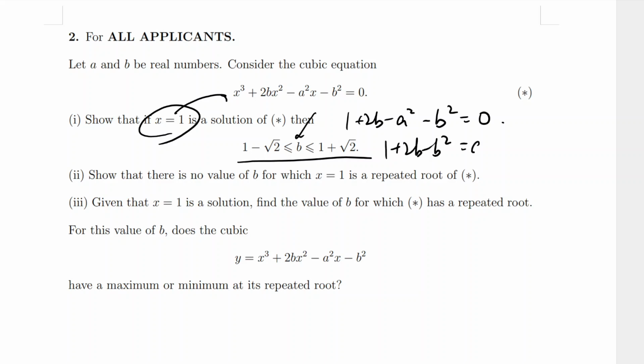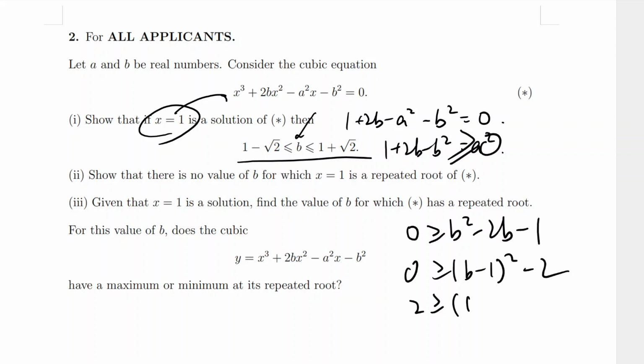Good. Now I have to get rid of the a. What do I know about a squared? Greater or equal to 0, right? So this thing is greater or equal to 0, i.e. 0 is greater or equal to b squared minus 2b minus 1. And then we can solve this easily. We definitely know how to do these things. I'm not going to finish the rest, it's obvious that we'll get this.